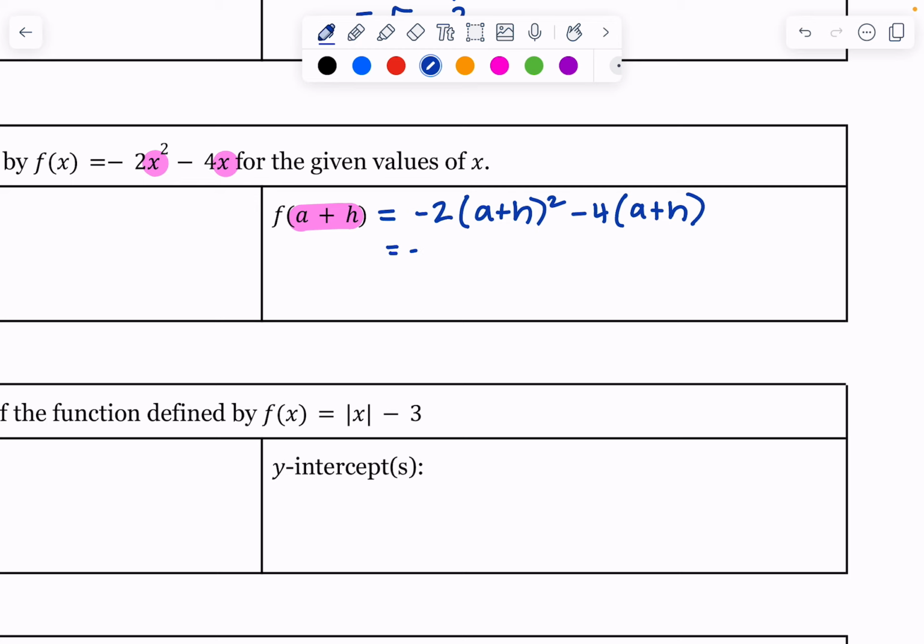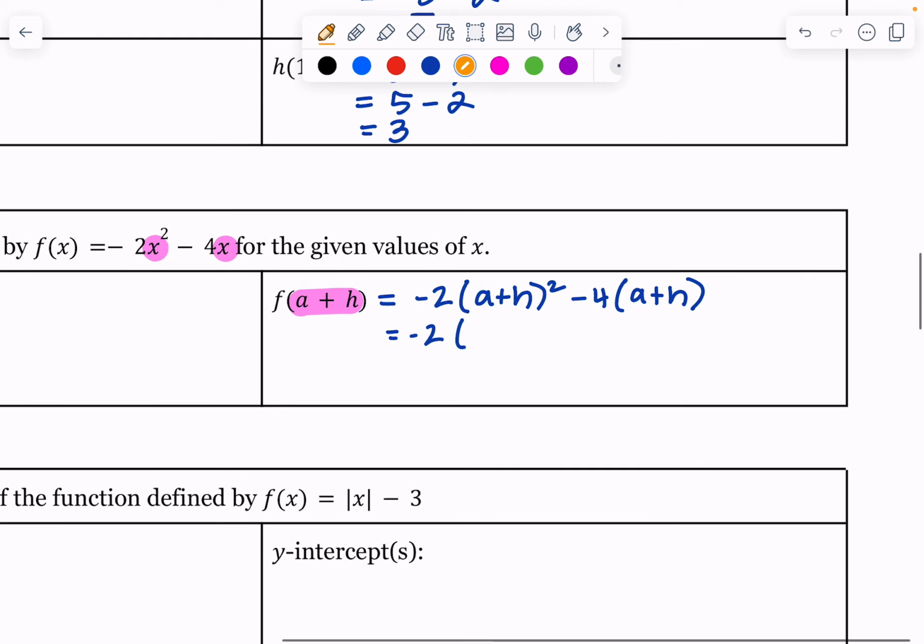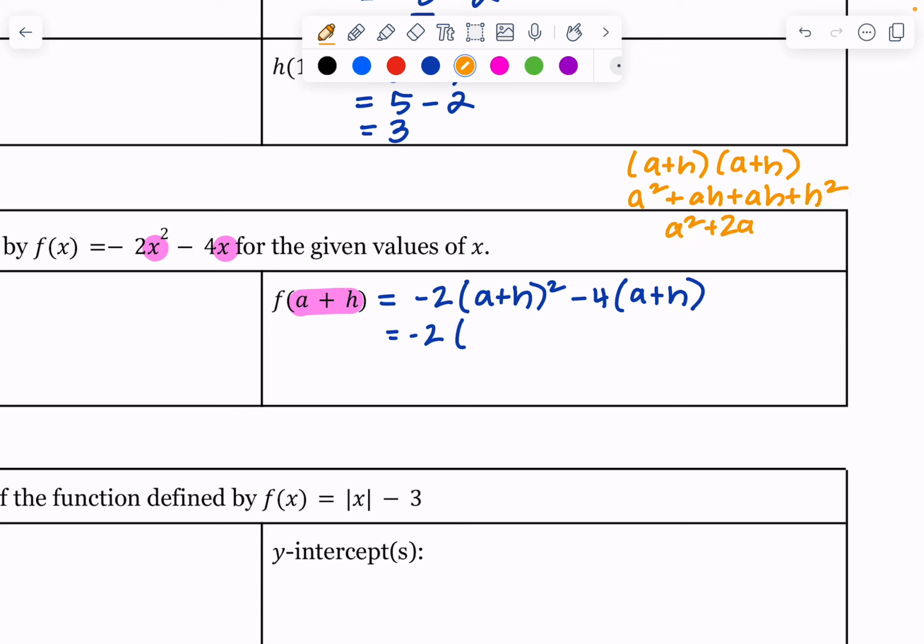So in order to simplify, if I multiply this out, a plus h squared, I'll go over here and do that. That would be a plus h times a plus h, which would be a squared plus ah plus ah plus h squared, which would be a squared plus 2ah plus h squared, which is just perfect, what's it called? There's a special word for it, but basically this is just like a rule we follow when we square something. Perfect square, I guess. So this would be a squared plus 2ah plus h squared.